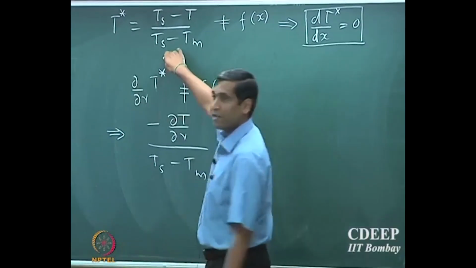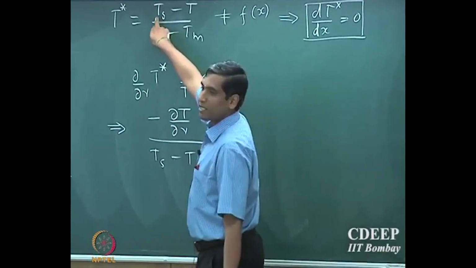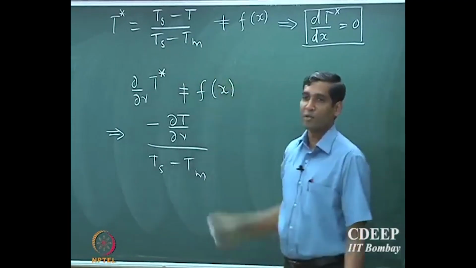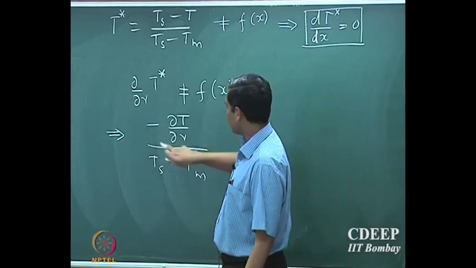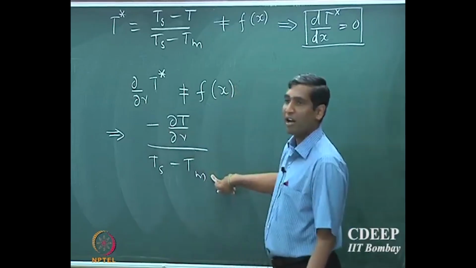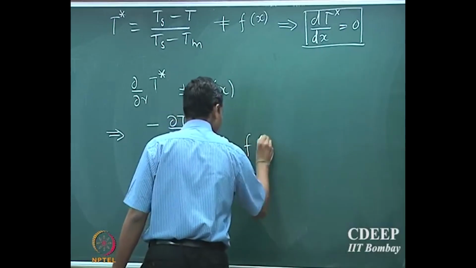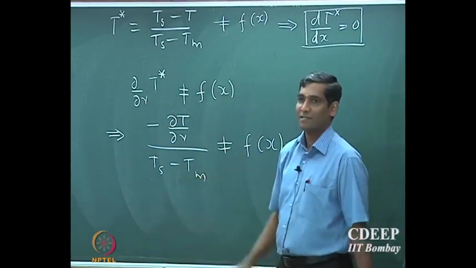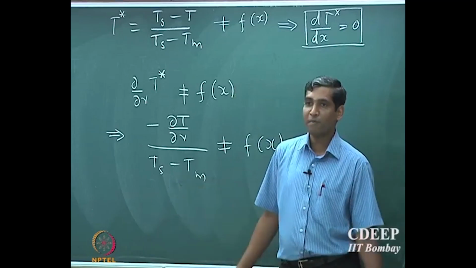So all I have done is I have differentiated the dimensionless quantity, okay. So Ts is not a function of radial position, and Ts and Tm both are not functions of radial position. So dT star by dr is nothing but minus dT by dr divided by Ts minus Tm. So that's not a function of the axial position. What is this form? What is this ratio, minus dT by dr by Ts minus Tm?